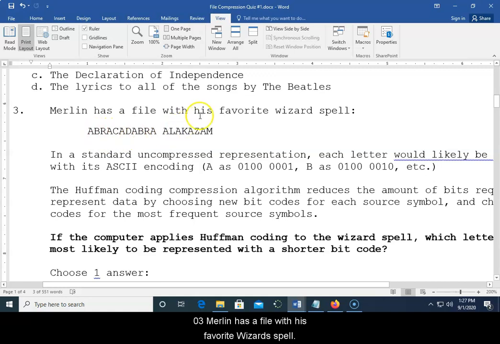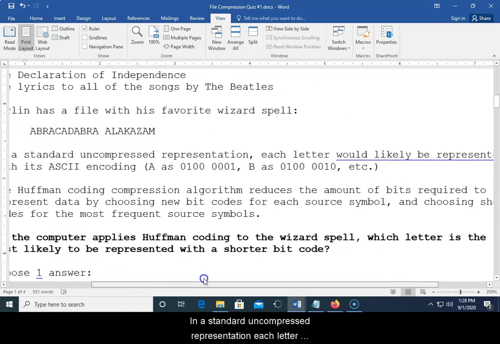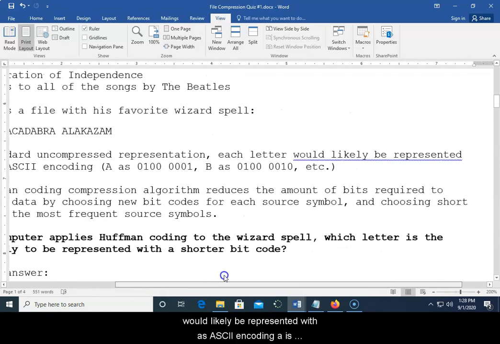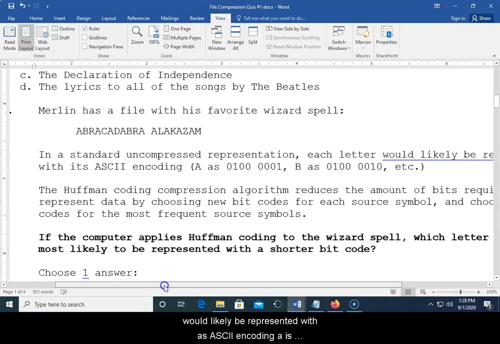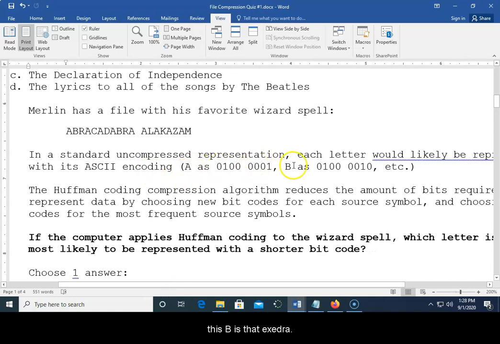3, Merlin has a file with his favorite wizard spell, abracadabra. So just looking at this, if you were going to compress this down, you look to yourself, well, A occurs 1, 2, 3, 4, 5, 6, 7, 8, 9. That occurs the most, so if you're going to compress it down, you could do that. In a standard uncompressed representation, each letter would likely be represented with its ASCII encoding. A is this, B is that, etc.